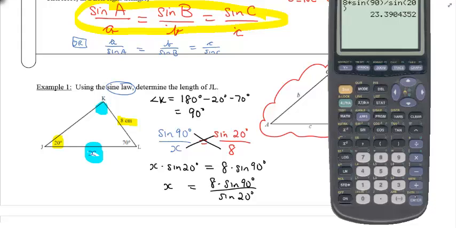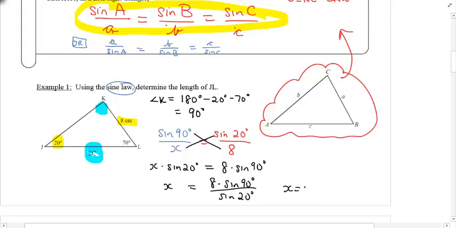23 point, I'll round this to 1 decimal place. So 23.4. X equals 23.4. And my units in this case is centimeters. Ta-da! Now you might be thinking, wasn't this a right triangle? And your answer is, you bet. Since this is 90 degrees, this is a right triangle.